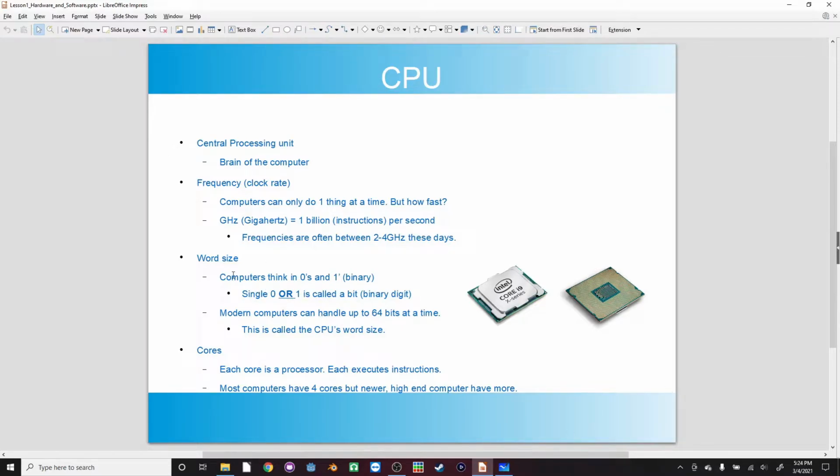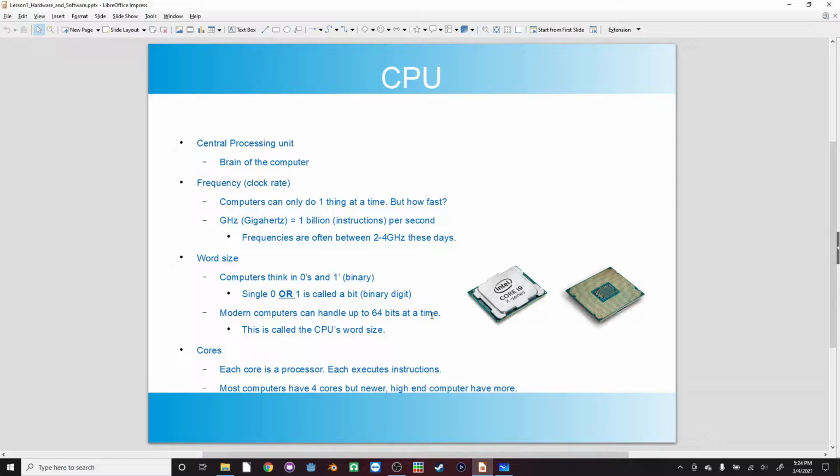So the word size, before we go into word size, we need to understand that computers think in zeros and ones. Physically, this is a transistor turning from off to on. Off is 0, on is 1. Because of this two-number system, it's called binary, meaning two numbers. A bit is either a 0 or a 1, right? A bit is called a binary digit. That's where it gets the name bit from, it stands for binary digit.